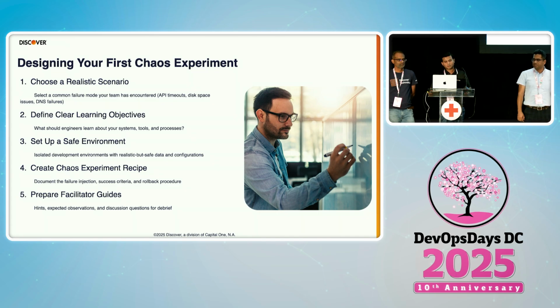Okay. Then you have to create the chaos experiment recipe. Basically, you need to have what is the failure injection that you're doing, what is the success criteria for it, and what is the rollback procedure. For every chaos experiment that you do, try to have these steps documented. Then at the end, you can prepare facilitator guides, like what the new hire should do in terms of hints, expected observations during incident response, or the questions that you have discussed during your debrief.